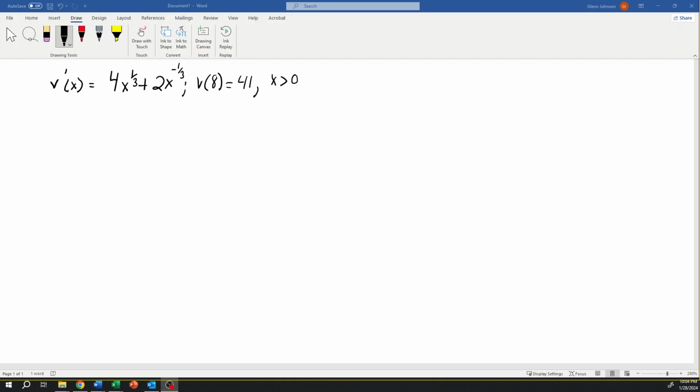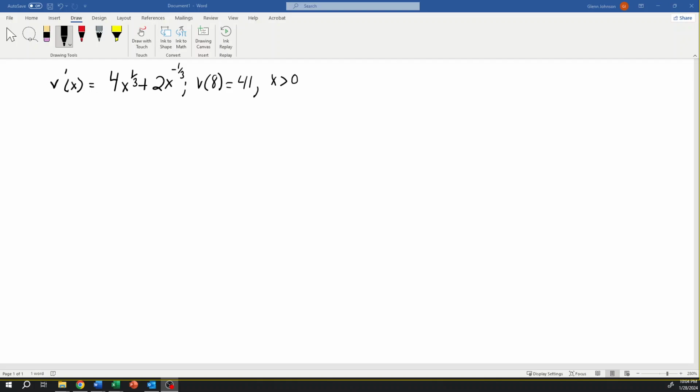So for the next problem, we have an initial value problem. So we want to find the function v of x, given that v prime of x is equal to 4x to the 1/3 power plus 2x to the negative 1/3 power, and that v of 8 is equal to 41, with the condition that x is greater than 0. Now, that condition that x is greater than 0 is relevant because since x is being raised to a negative power, we want to make sure that x is not equal to 0 or we'd have an undefined result. So we're just keeping everything positive.